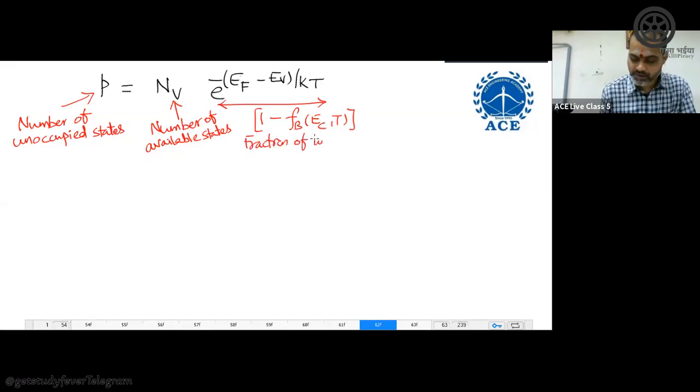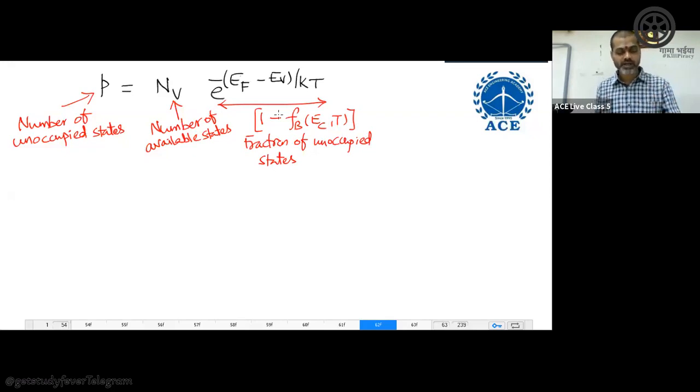Fraction of unoccupied states. Hope I am clear. Now you just calculate what is this 1 minus FB of EC comma T. Okay, we'll try to get it. So hope I am clear.